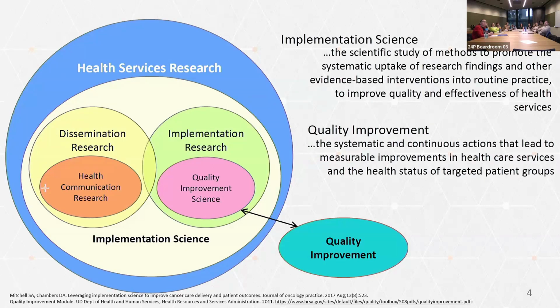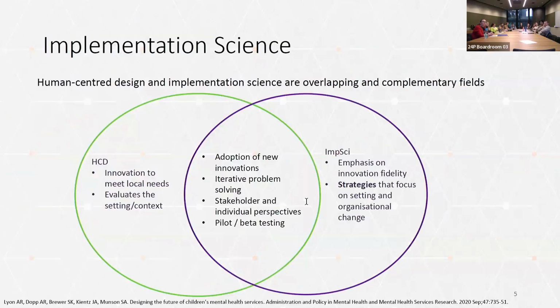I showed this in my first presentation, and I'm just highlighting it again because you have the big umbrella of health services research, which includes a bunch of stuff. But implementation science sits within that. And within implementation science, there's implementation research and dissemination research. A lot of terms going on, but it's just part of the methods of health services research. The idea is to promote the systematic uptake of research findings and evidence-based interventions into routine practice. And implementation science and human-centered design have kind of an overlapping and complementary field.